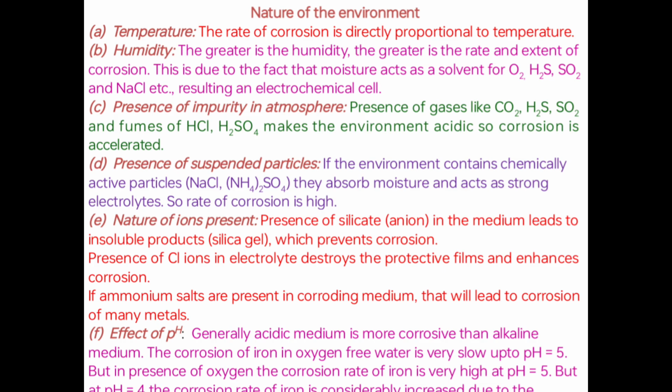This is due to the fact that moisture acts as a solvent for O2, H2S, SO2 and NaCl etc., resulting in an electrochemical cell. Third one, presence of impurities in the atmosphere: gases like CO2, H2S, SO2 and fumes of HCl, H2SO4 make the environment acidic, so corrosion is accelerated.